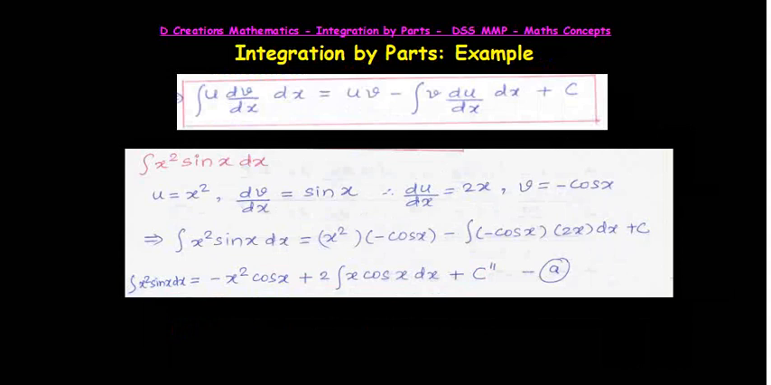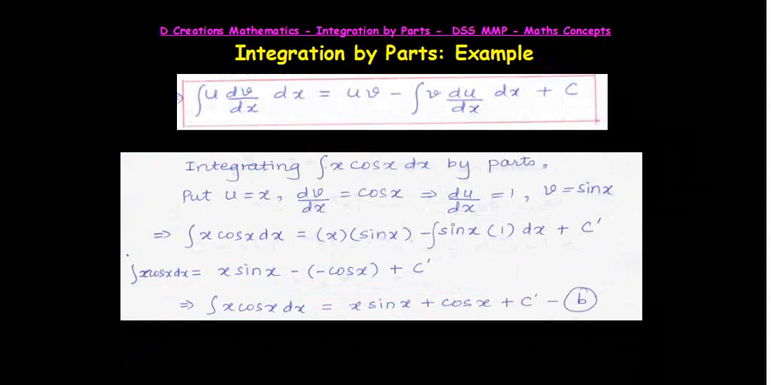So how do we solve this term? Integral of x cos x dx, we identify u to be x, dv by dx to be cos x. So du by dx will be 1, v will be sin x. This implies integral of x cos x dx will be x into sin x minus integral of sin x into 1 dx plus a constant. So x sin x is written as it is, plus you have cos x coming up. So you got another equation, b.